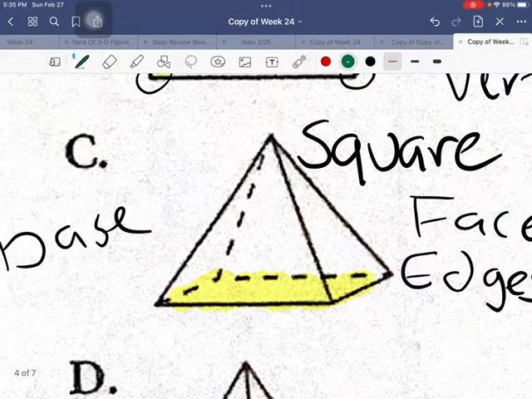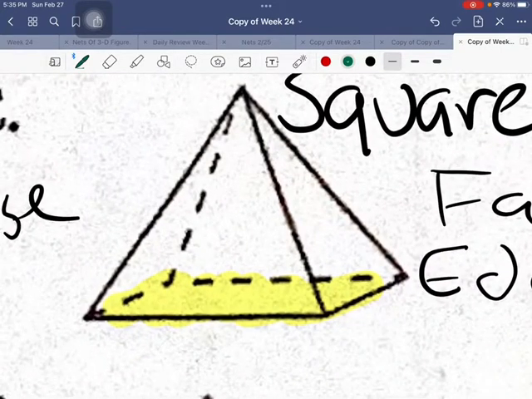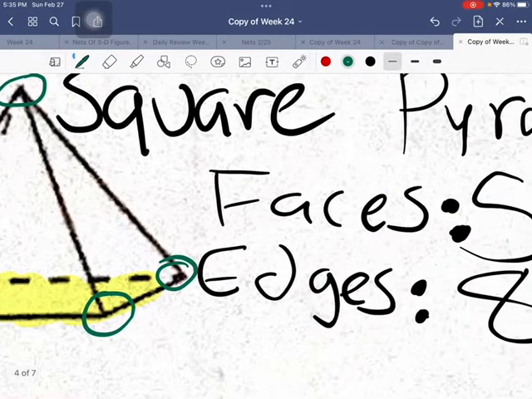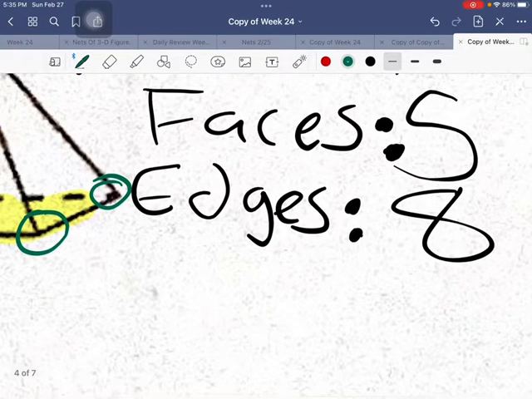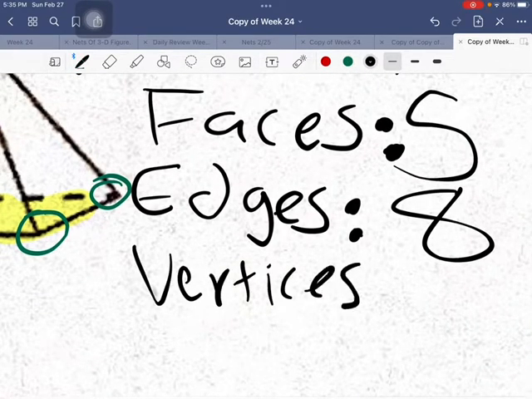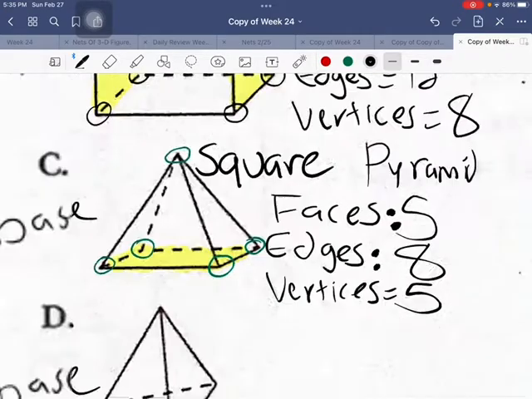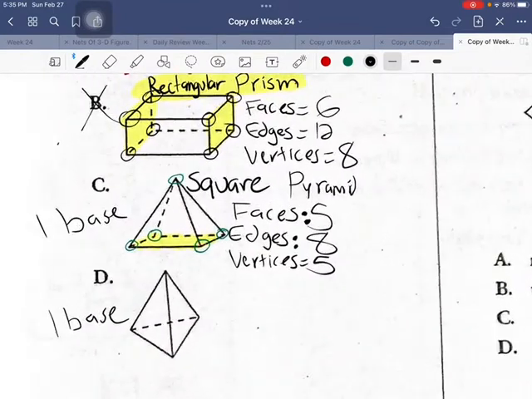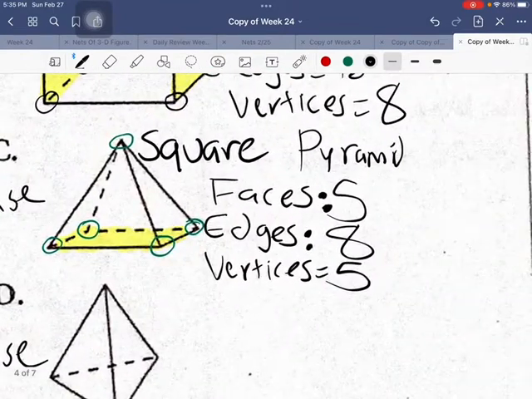Ahora, how many vertices? ¿Cuántos esquinas? How many corners? 1, 2, 3, 4, and 5. Entonces, vertices, 5. Are they looking for 5, 8, 5? Yes, they are. So this might be a maybe.